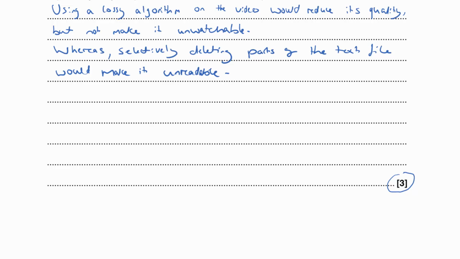I've just quickly looked at the mark scheme to make sure my suspicions were correct. If we look at the 3 points, a mark each, the first one is about reducing the quality. The second one is about making it unwatchable. And the third part is about deleting bits of a text file making it unreadable. That highlighter has not worked. Okay, fine. Moving on.